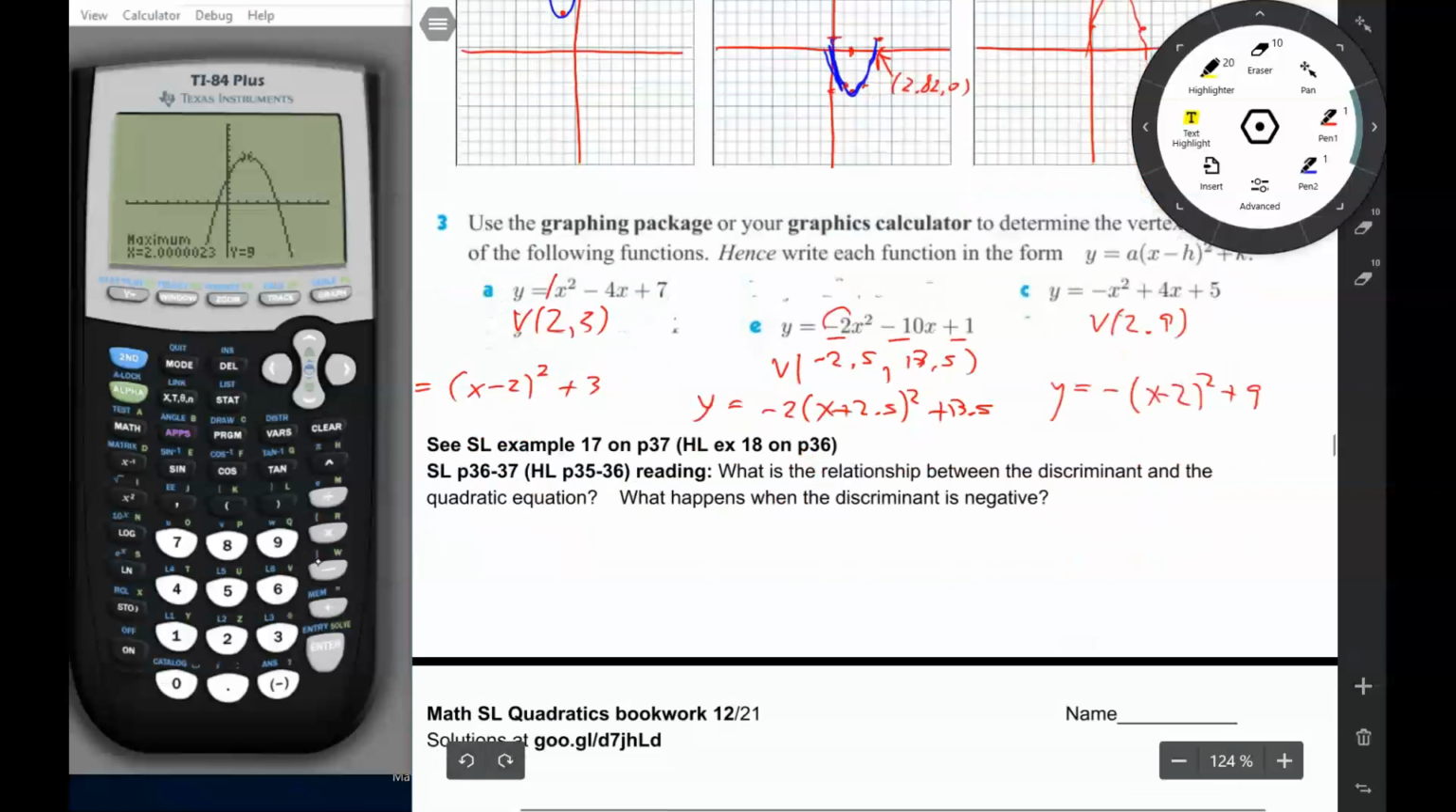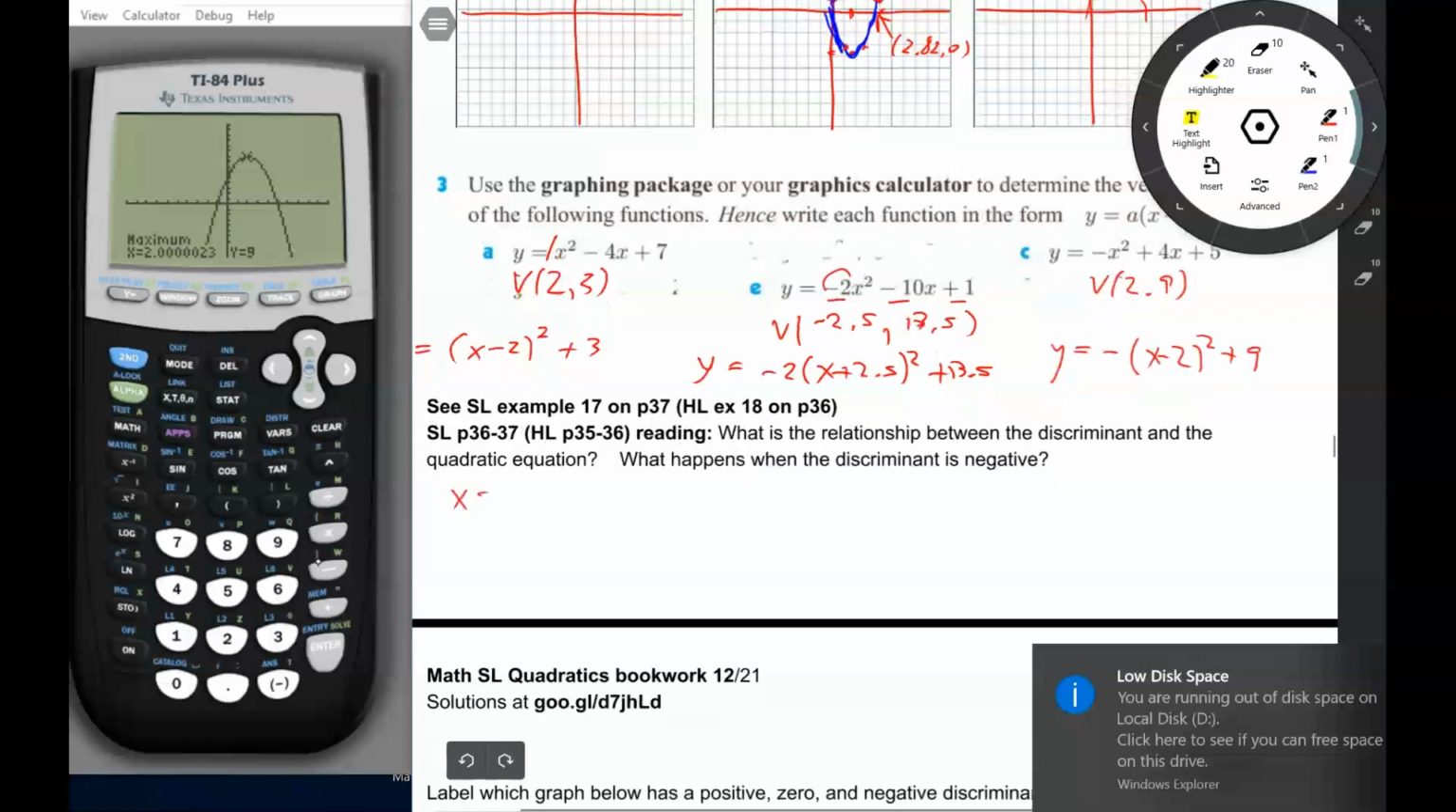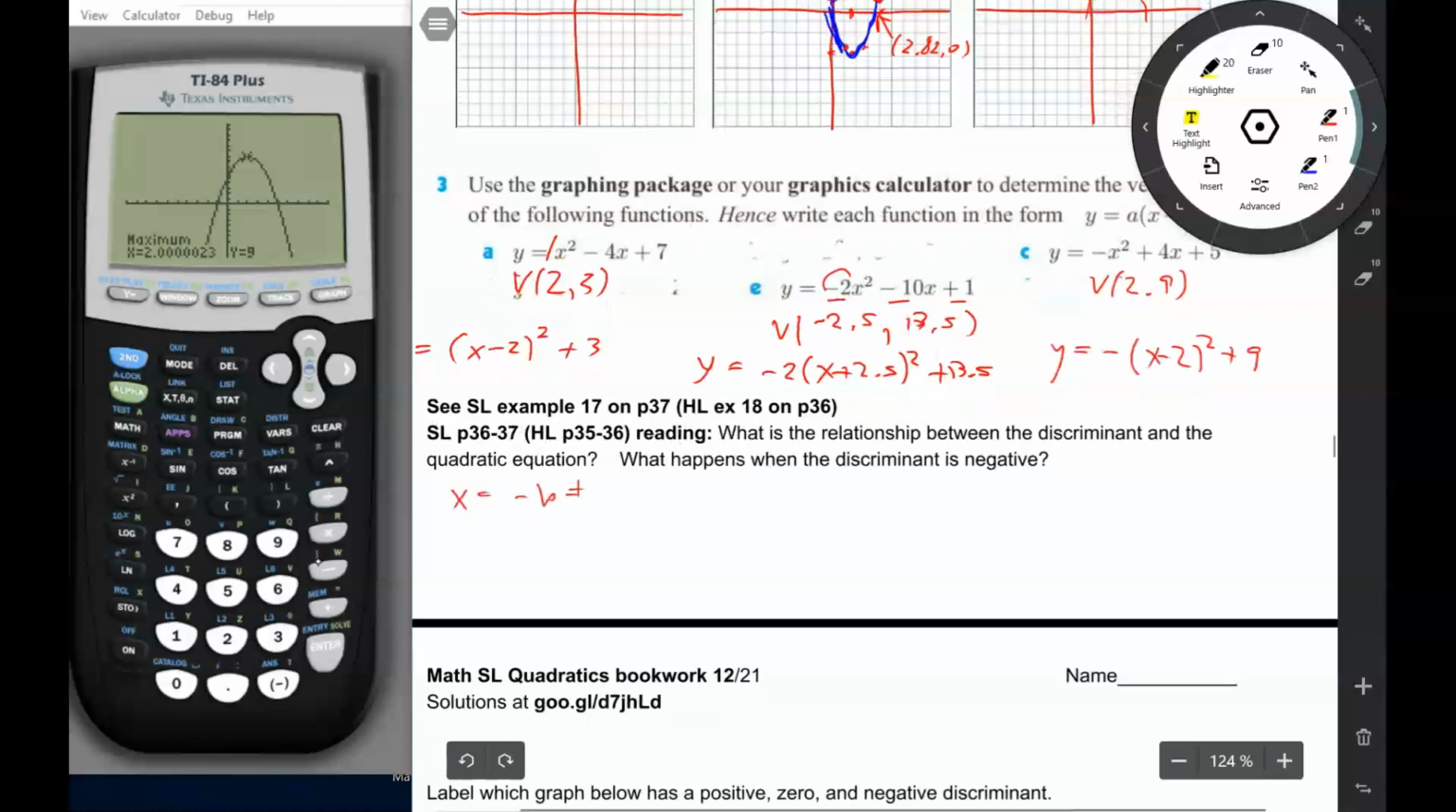Last of all, what is the relationship between the discriminant and the quadratic equation? Okay, the quadratic formula, we all know from looking at the formula sheet, looks like this. Right? And the discriminant we know is equal to b squared minus 4ac. Well, guess what? The discriminant, delta, is equal to the inside of the square root of the quadratic formula. So that is why the discriminant has so much power.